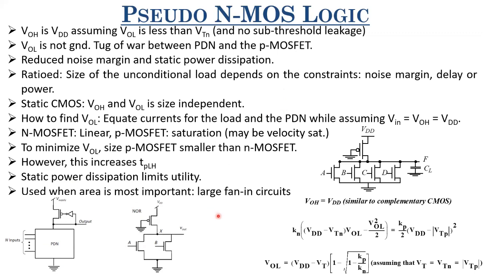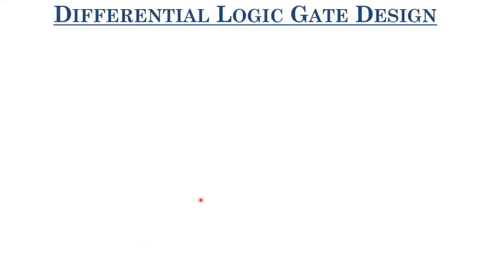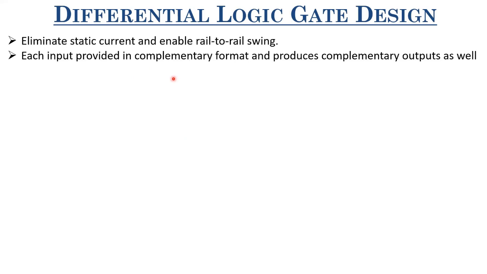Now we need to have a full logic swing, rail to rail swing, and so on. For that there was another family of logic design, based on pseudo NMOS design itself, but known as differential logic gate design. This differential logic gate design basically eliminates the static current, which was a problem for pseudo NMOS design, and it also enables rail to rail swing. In a differential logic design, each input is provided in both true and complementary format, and the outputs are also obtained in both true and complementary format.